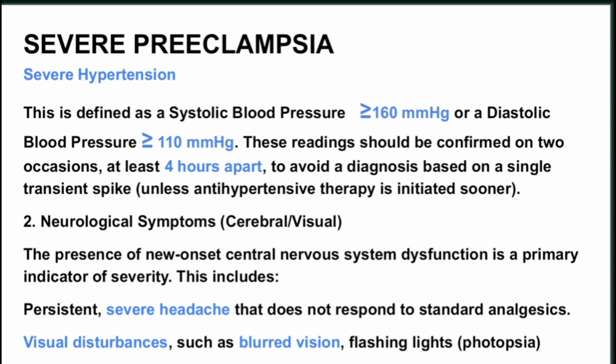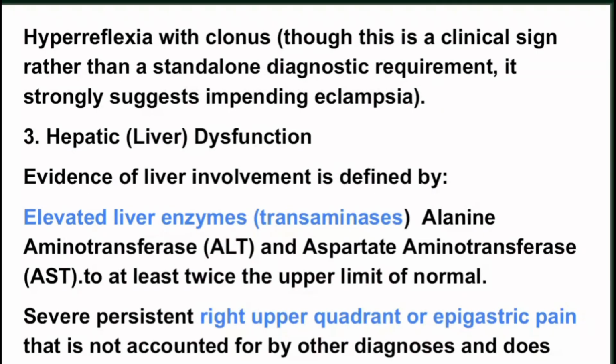So the patient can also come in with visual disturbances such as blurred vision, photopsia, flashing lights, or scotomata, which are just dark spots. So with that being said, the patient can also have hyperreflexia and clonus. It signifies that this patient can have upper motor neuron lesions. So they will have over responsive reflexes. Okay, so rather this is not a clinical sign, and it's not a standalone diagnostic requirement, and strongly suggests that there's an impending eclampsia. So we need to take action when we see such a presentation.